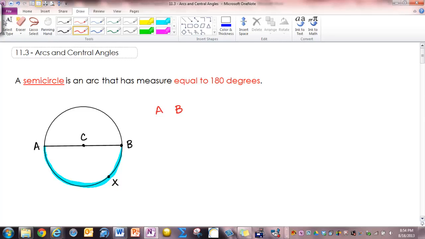Now, this arc happens to go through point X, so I'm going to name X in the middle, and then I'm going to draw an arc symbol above. So this is arc AXB, our semicircle. Now when we name semicircles, we must use three letters.